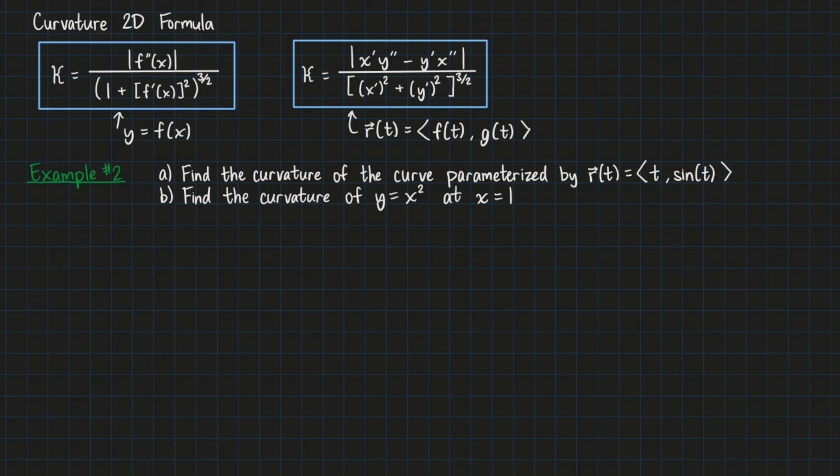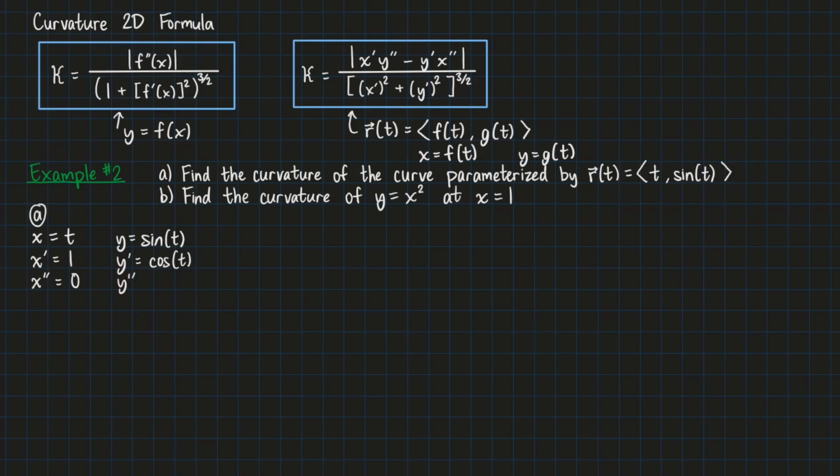Now remember, x equals f of t and y equals g of t. So in our example, x equals t and y equals sine of t. We are going to have to take the first and second derivative of x and y. The first derivative of x, x prime, equals 1. The second derivative of x, x double prime, equals 0. y prime equals cosine of t, and y double prime equals the negative sine of t.